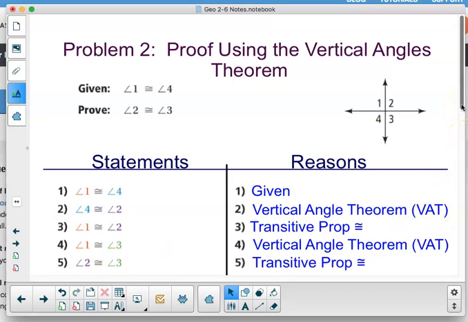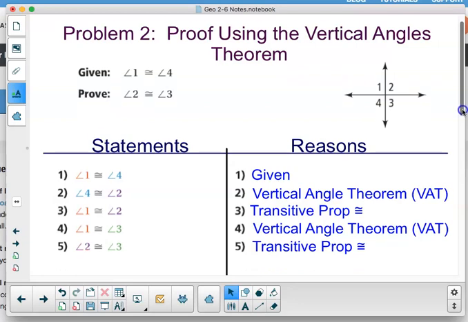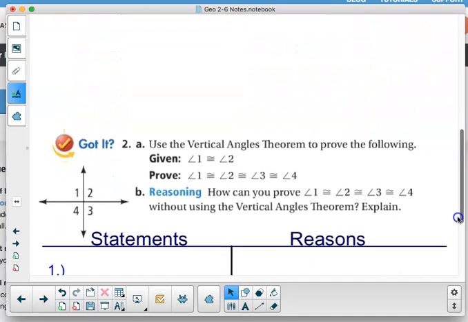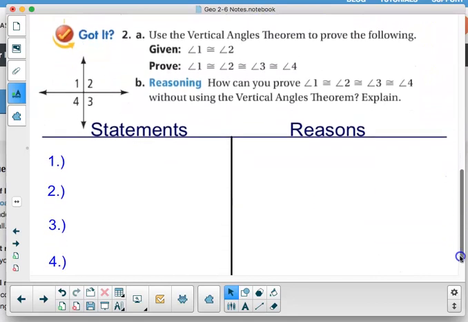Okay, read that over a couple times, reason through. If you're not sure about the transitive property, go check it out and make sure you're comfortable with it. Remember, it's all about vocabulary, properties, and theorems and postulates.